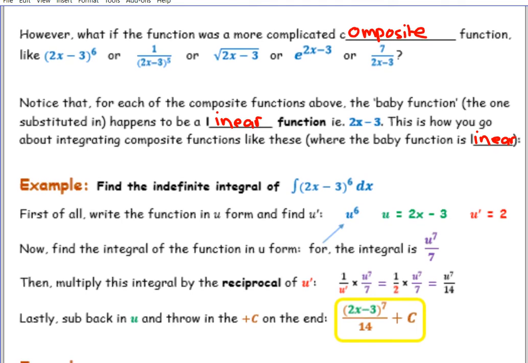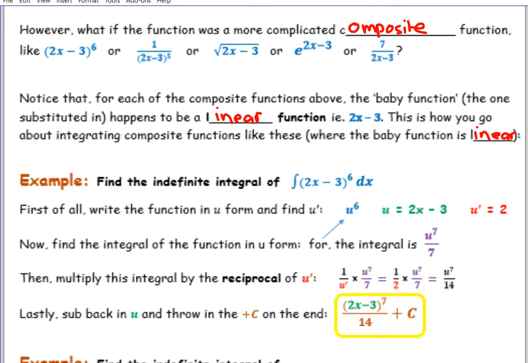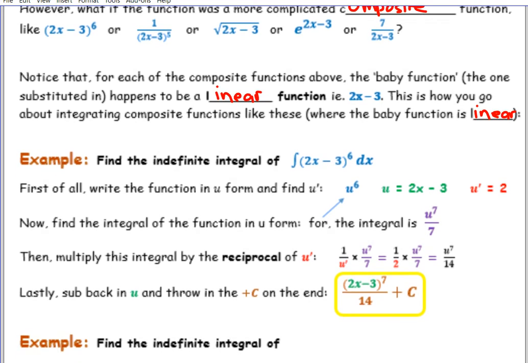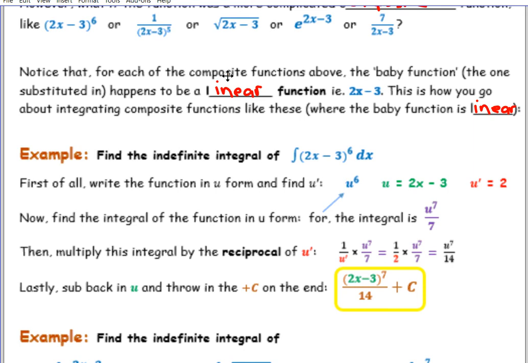In our course, if there was a different kind of function in there, there are ways you can do that, but it's not in our course at the moment. So at the moment, it's just composite functions where the baby function is linear, as opposed to a quadratic or a cubic or something like that, because this is a specific method that's a nice shortcut if it's linear, and that's what's in our course.